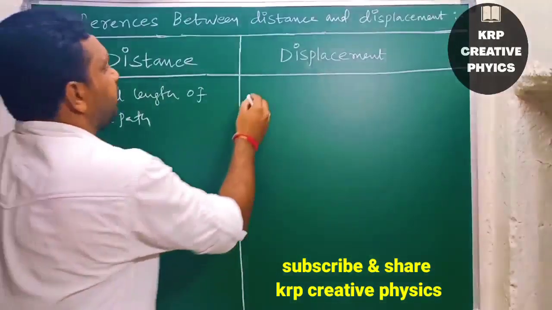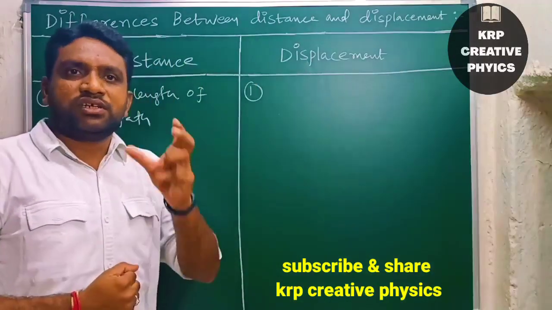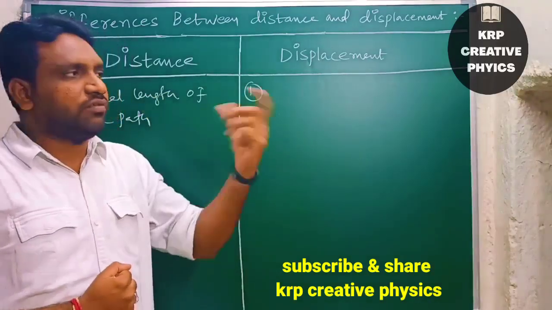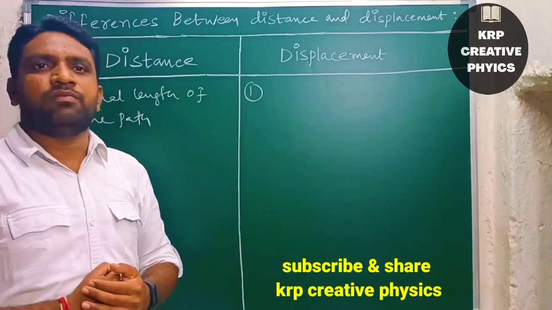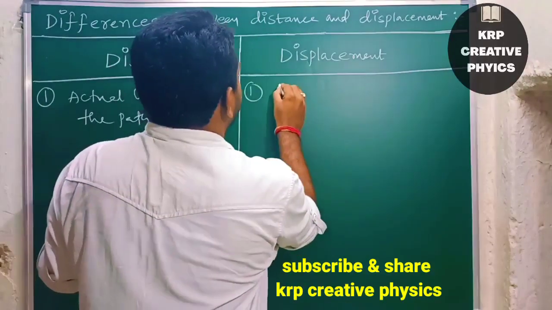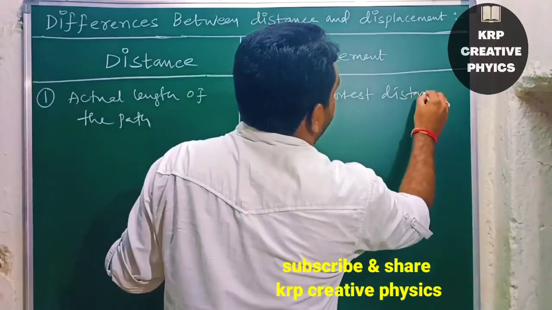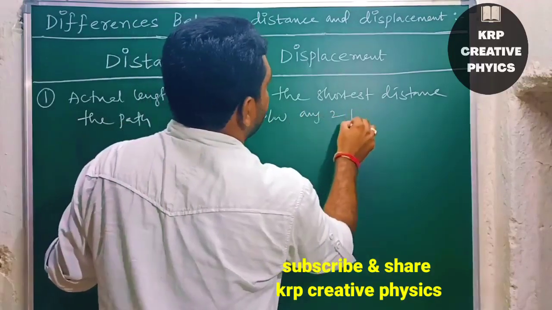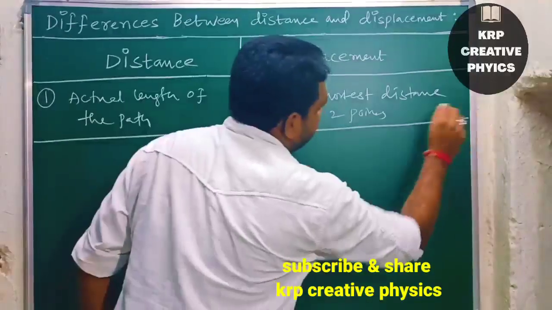Then we will see displacement. What is meant by displacement here? The shortest distance covered by the object between initial and final positions is said to be its displacement. Now I am going to write here: shortest distance between any 2 points is said to be displacement. So that is the first difference.